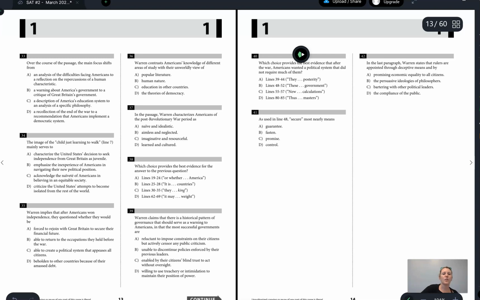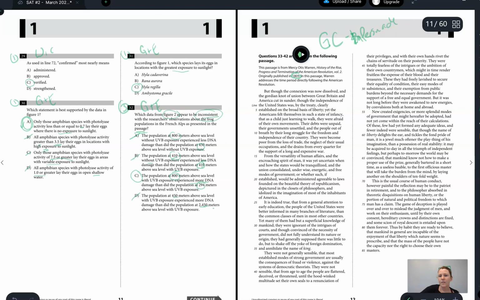Number 33, over the course of the passage, feels very developmental pattern, and it's asking about a shift in focus. So when I see the focus shift, I'm going to mark that on my page with a big straight line so I know that something is different above and below it. All right, I already see serves to, that caught my eye, so I can label this as purpose function. And I'm looking at this image of the child learning to walk in line 7. So let me go ahead and bracket line 7. I'm going to bracket that, but I'm also going to underline this child just learning to walk so that I know that's my focus.